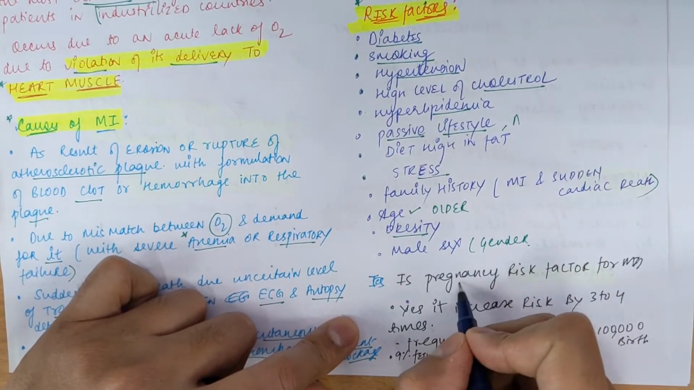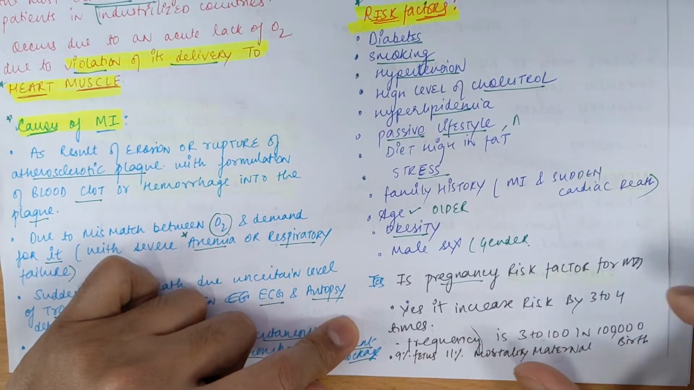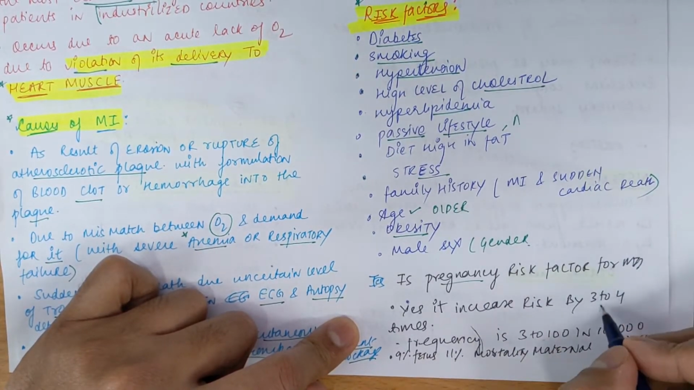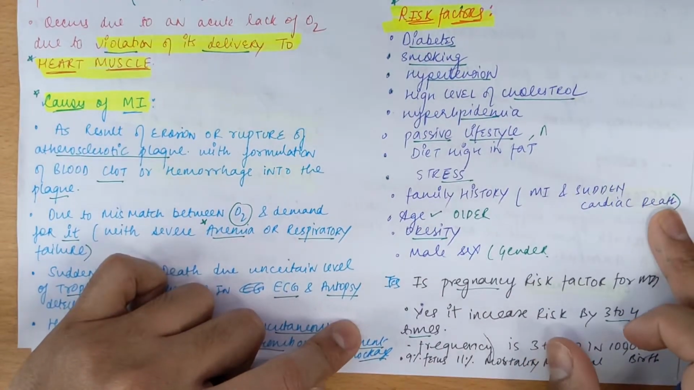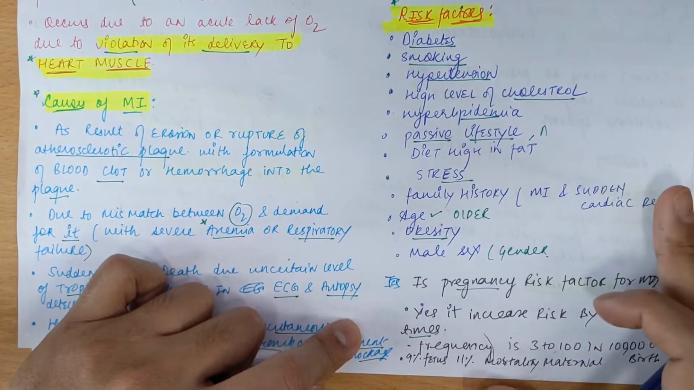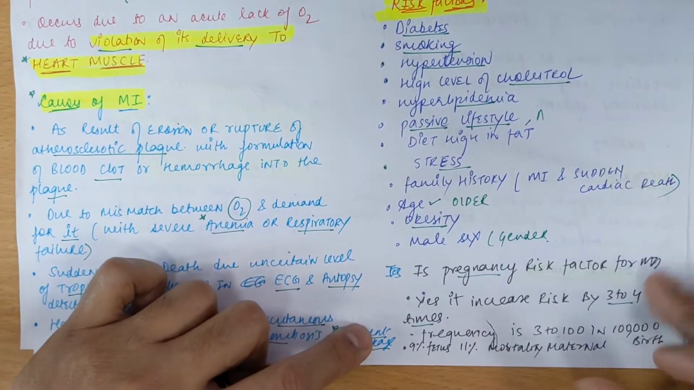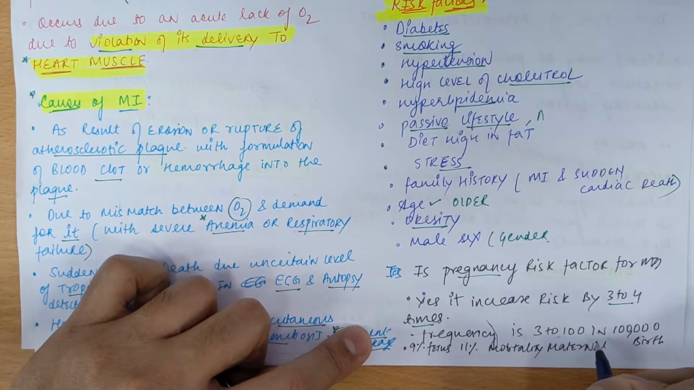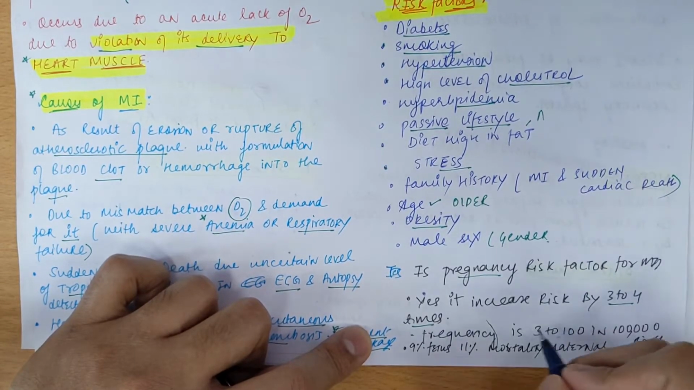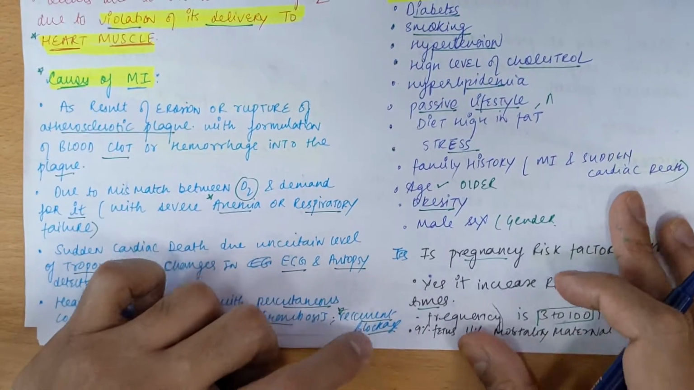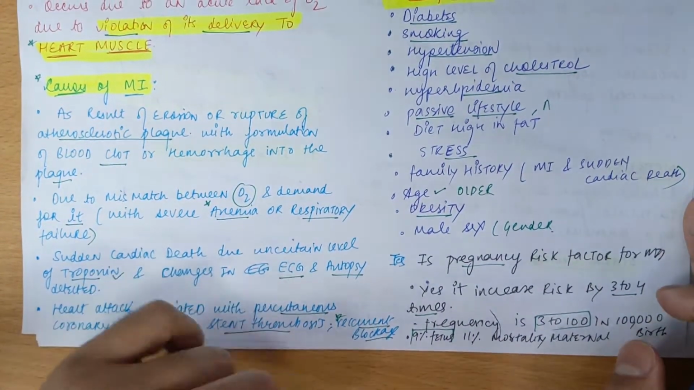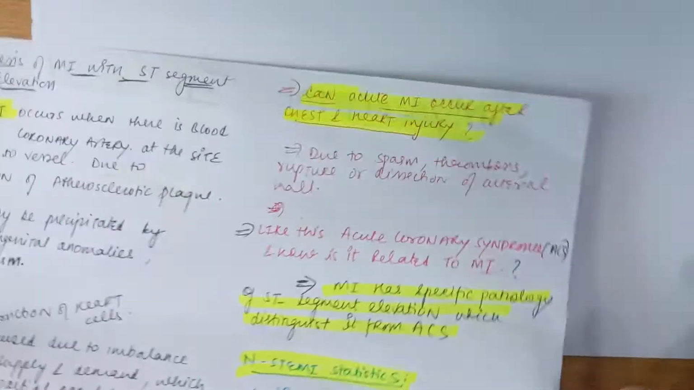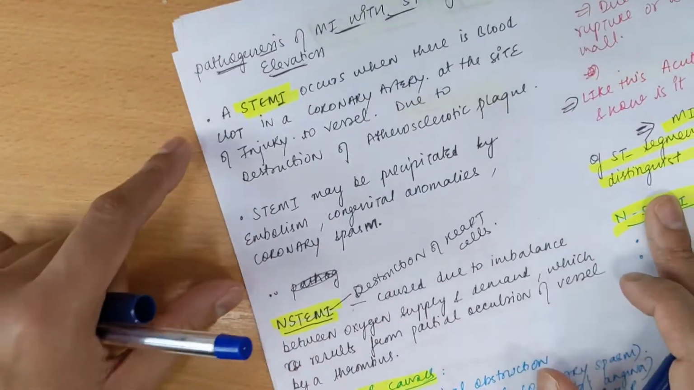Now in the case of pregnant women, there is a chance of development of MI, and it can be increased by 3 to 4 times if the woman is pregnant, and if she is going to develop MI, there is more chance as compared to a normal patient. The frequency of this development is around 3 to 100 in 1 lakh births. 9% of the fetuses are prone to mortality, and 11% of the mothers can be a case of mortality.